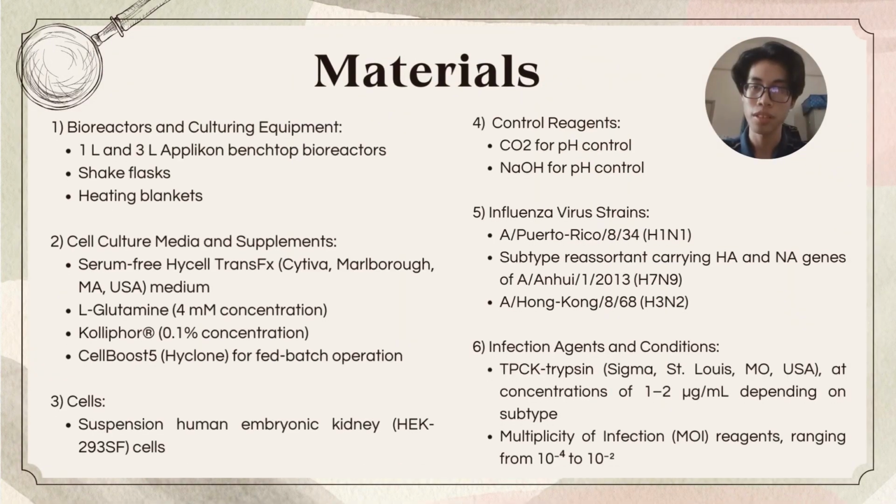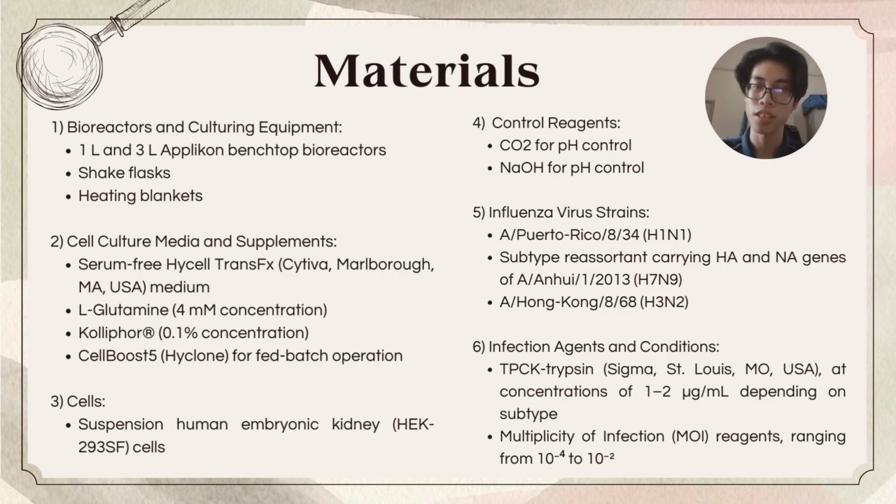One of the materials that we will need are bioreactors and culturing equipment, which are 1 liter and 3 liter Applikon benchtop bioreactors, shake flasks, and heating blankets. Next are cell culture media and supplements, which are serum-free HyCell TransFx medium, L-glutamine, and Cell Boost 5 for fed batch operation. Third are suspension human embryonic kidney cells.